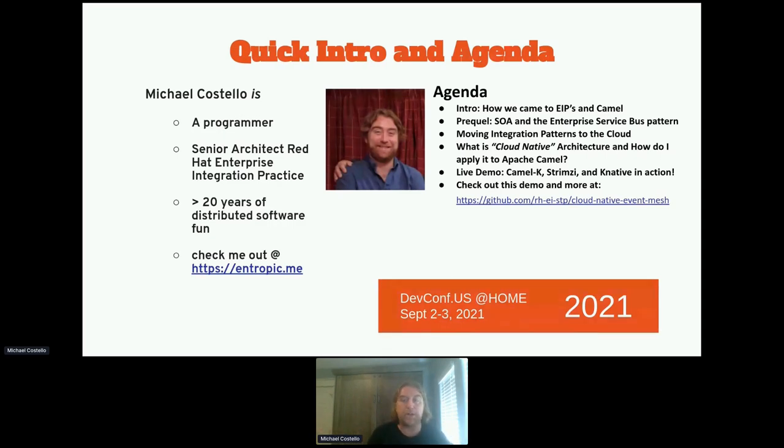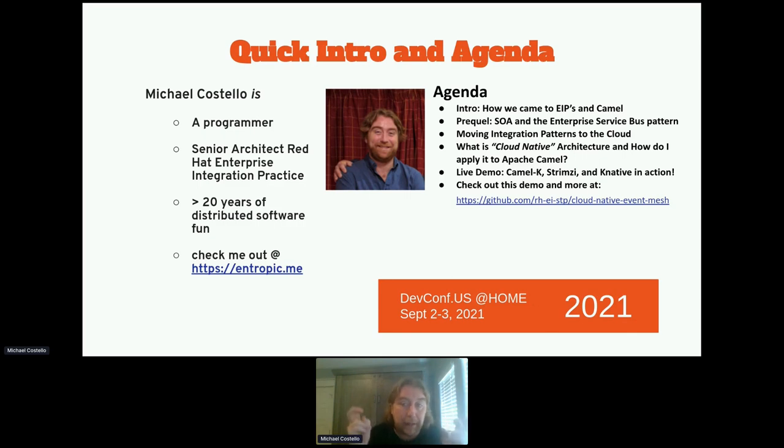So today, what we're going to talk about is, of course, cloud native integration. It's a term that we've been using lately to describe our emergence into the cloud and some of our traditional integration techniques. So just so we don't get too far ahead of ourselves, we're going to talk about how we came to enterprise integration practices and something called Apache Camel. We'll give a prequel to the cloud, SOA and the enterprise service bus pattern. And then we'll talk about moving some of these integration patterns, enterprise integration patterns, some of these new approaches that we've taken as we emerged out of kind of our traditional legacy mainframe environments. And we'll talk about how we move these things to the cloud.